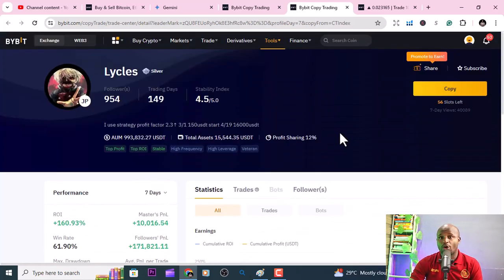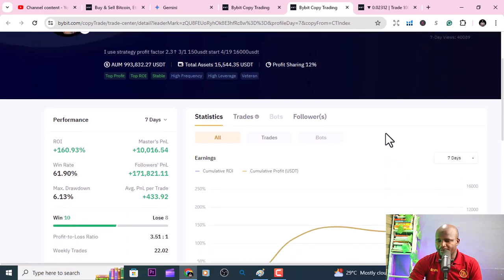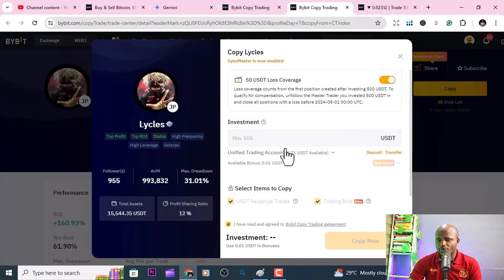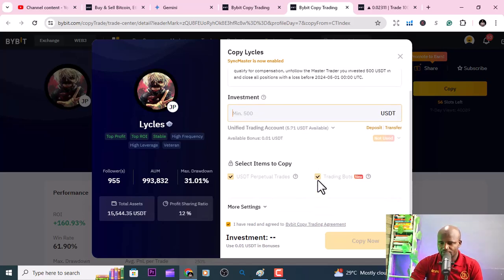If you want to copy this person, you go here and click copy. Just go to the right and do copy. On your phone too, you'll be able to see things like this. So just click on copy. Once you click on copy, it tells you that this person requires a minimum of $500 for you to copy his trades.